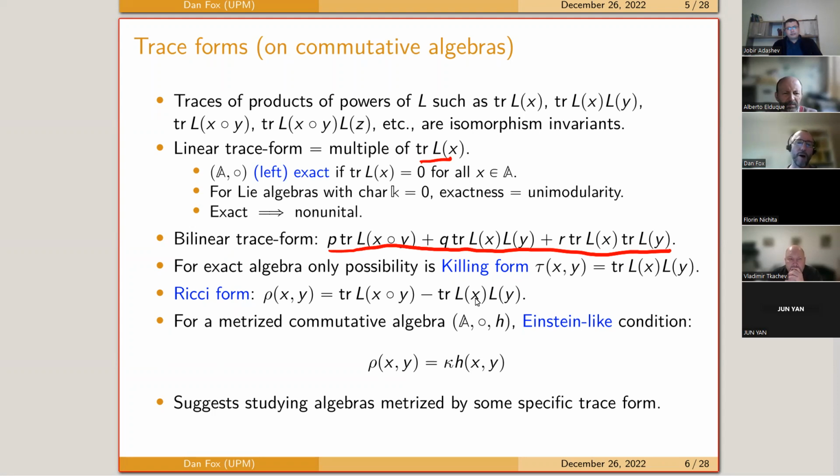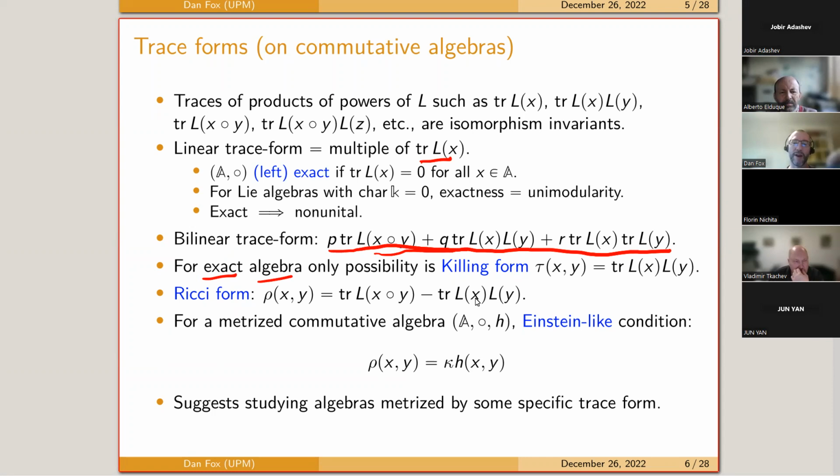I guess at some point I'll make this assumption about exactness. And in this case, if I'm in the commutative sense, the most general bilinear trace form I can write down is this one here. It's a combination of these three.